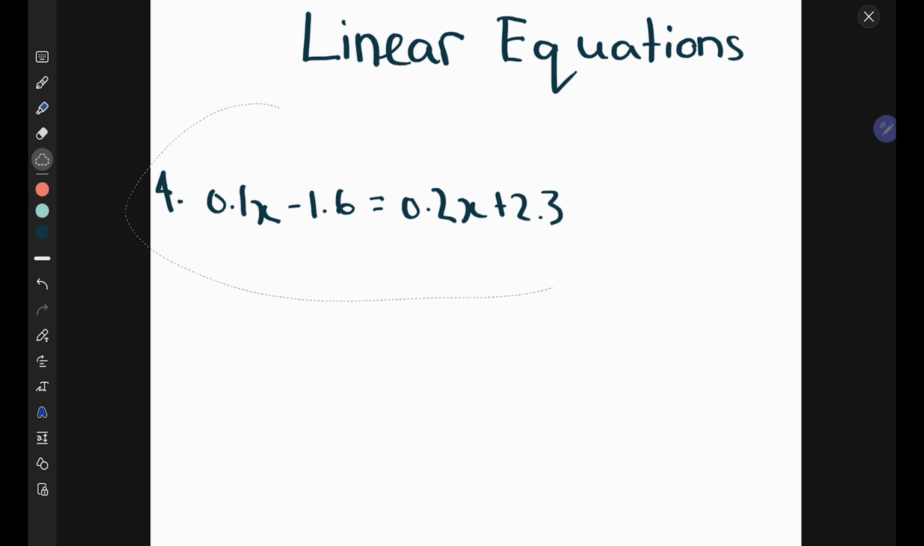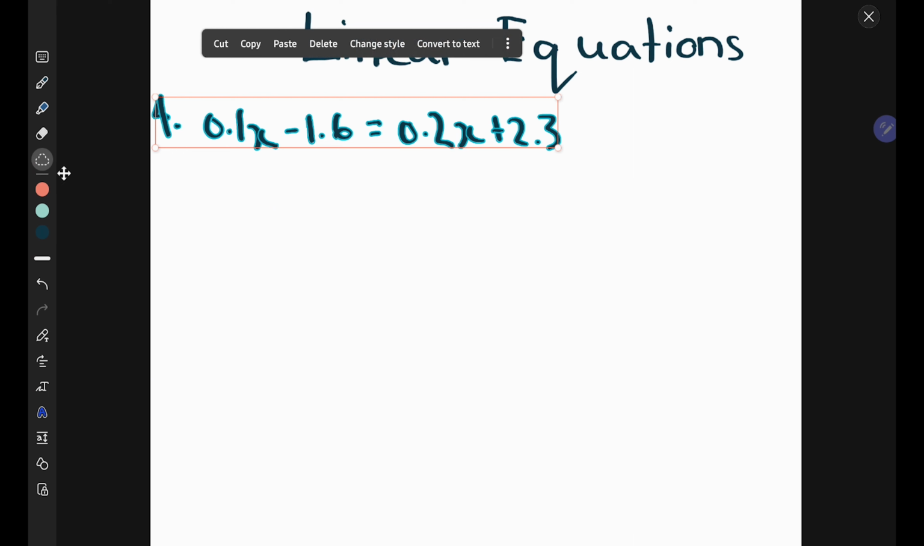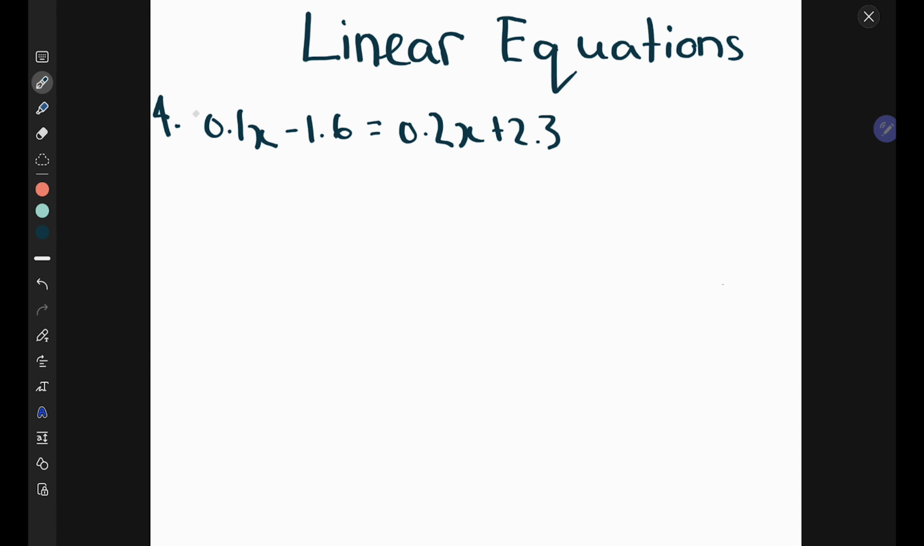Let me just move this up here so we have more space. In fact, I'm probably just gonna do it here. So 0.1x minus 1.6 equals 0.2x plus 2.3. This is basically the same as the ones we already did, except they're decimal numbers now. But still really simple. So let's just do this really quickly. So we're gonna do minus 0.2x here. This gets cancelled. Minus 0.2x.